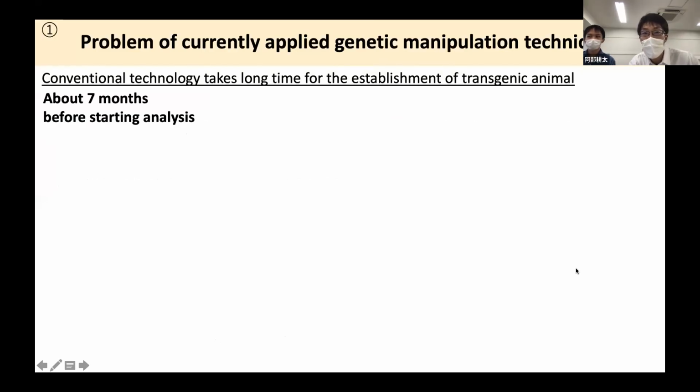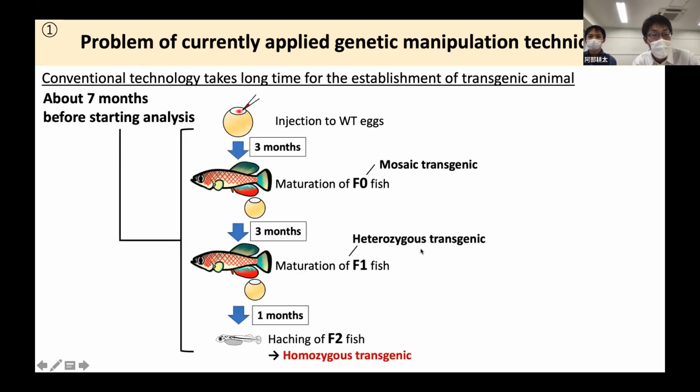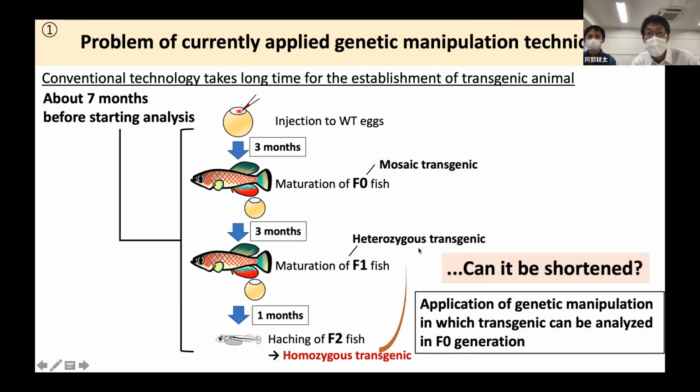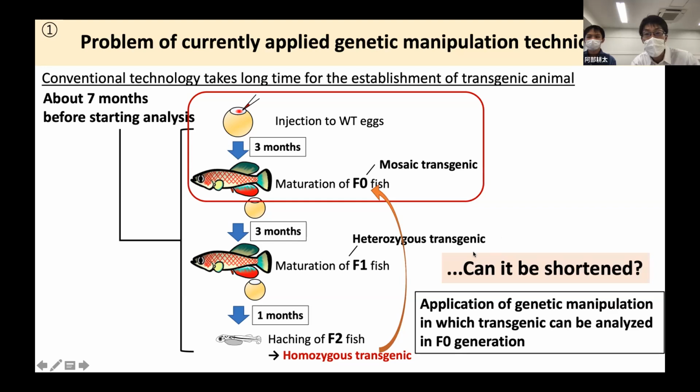As you know, genetic manipulation is an essential technology for model animals. However, conventional technology takes a very long time for the establishment of transgenic animals. Specifically, in the case of killifish, it takes about 7 months before starting analysis. And this is the workflow. I won't go into detail, but as you see, we need at least 3 generations to get homozygous transgenic animals. So it takes a very long time. So in order to shorten this process, we now try to apply genetic manipulation technologies in which the transgenic animal can be analyzed in the first generation, the so-called F0 generation.